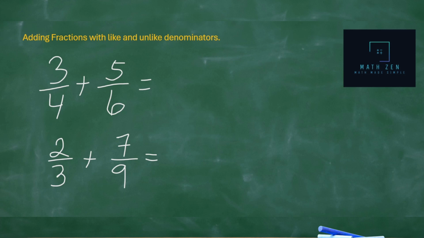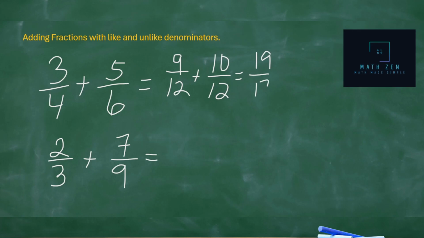So 3/4 plus 5/6 would look like 9/12 plus 10/12. And that would look like 19/12. And when we convert that, it would look like 1 7/12 as a final answer. So if you got that for the first one, good job. Let's check the second one now.